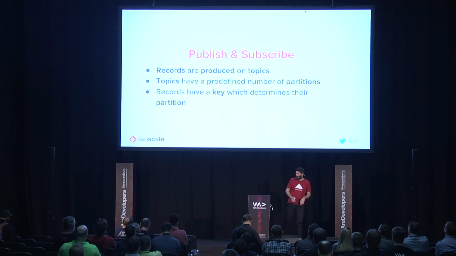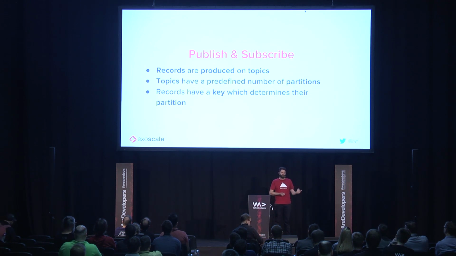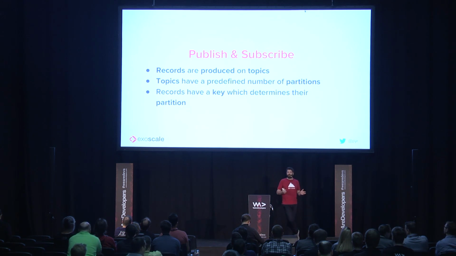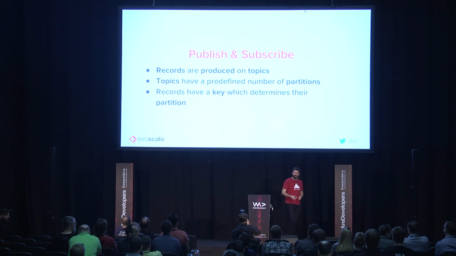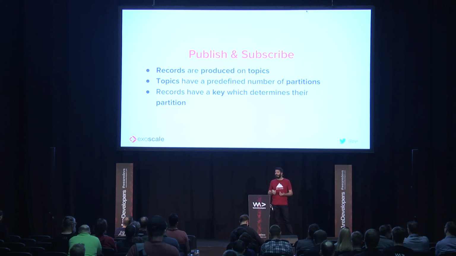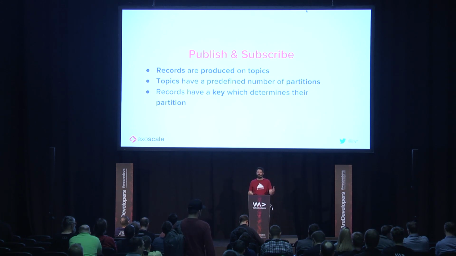As far as the publish and subscribe thing is concerned, records that are emitted to Kafka are produced on topics, and topics are basically a named continuous stream of records. Topics have a predefined number of partitions. That's the only capacity planning decision that you have to make with Kafka, is figuring out how many partitions you want to shard your workload on. And records, when you produce them onto a topic, they have a key. That key uses a partitioning algorithm that you supply, and which determines the exact partition that a single key will end up on.